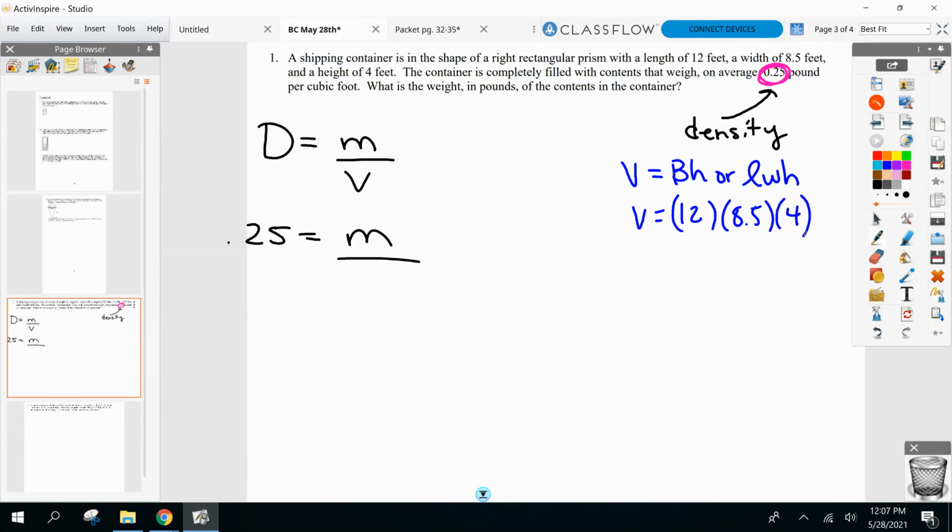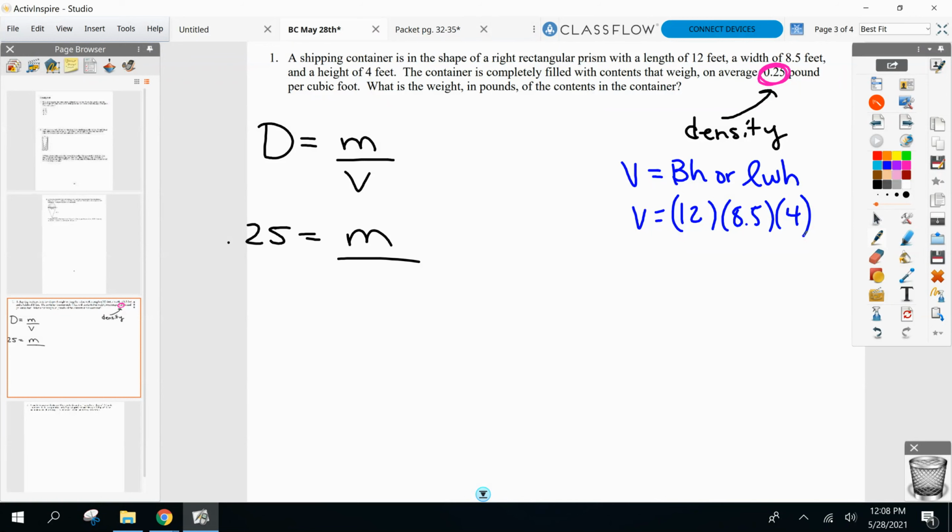Oh, hold on. I forgot. We need to check something before we start finding the volume. Does the density match the dimensions? Because if it doesn't, I need to convert. Does the density match the dimensions? What's the density? Pounds per cubic foot. What's the dimensions in?